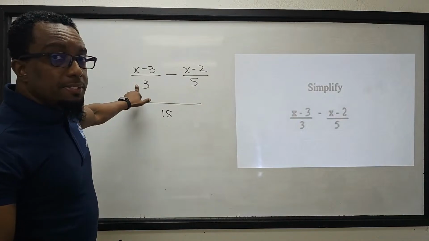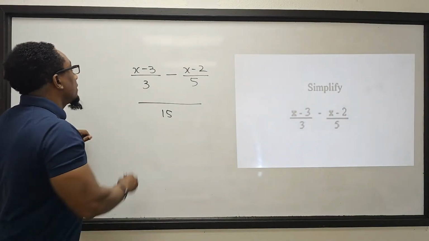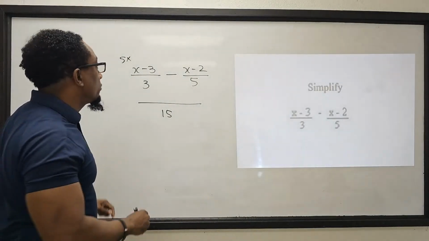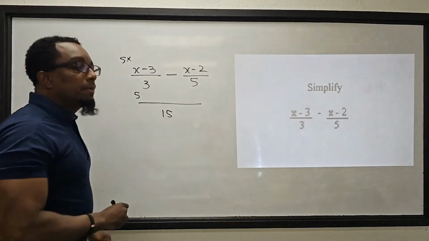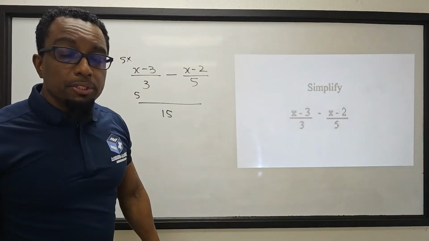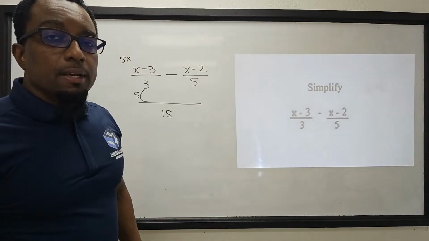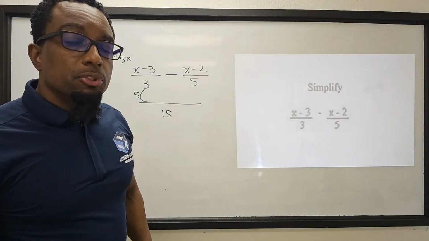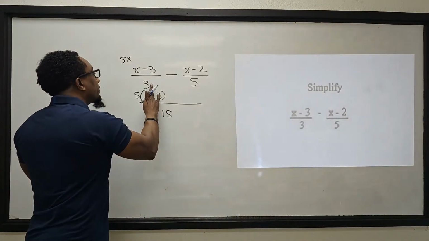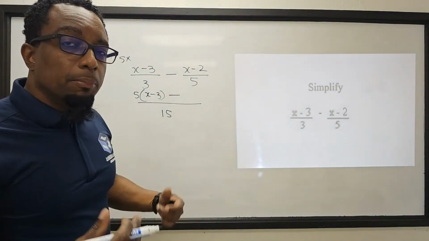I divide the denominator 3 into my LCM 15 to give me 5. I'm going to multiply 5 by my numerator x minus 3. But to show that I'm multiplying 5 by an algebraic expression, because x minus 3 is an expression with two terms, we make sure that the expression with those two terms, x and negative 3, are placed within brackets. And of course, we bring down the subtraction sign separating the two algebraic fractions.